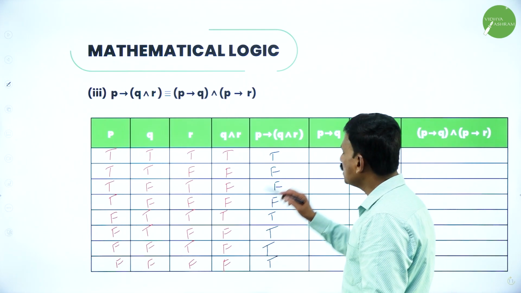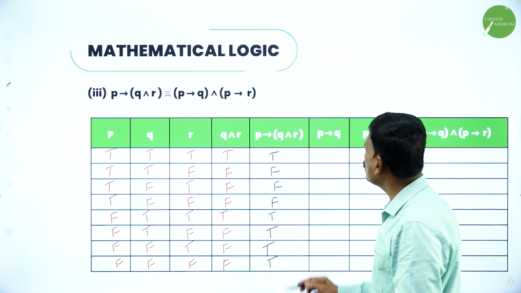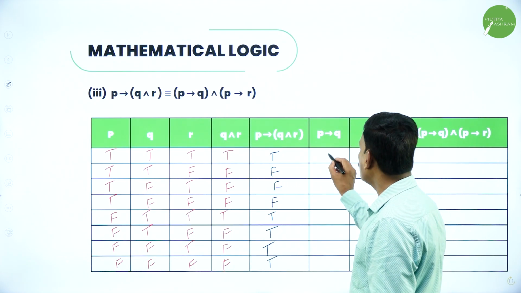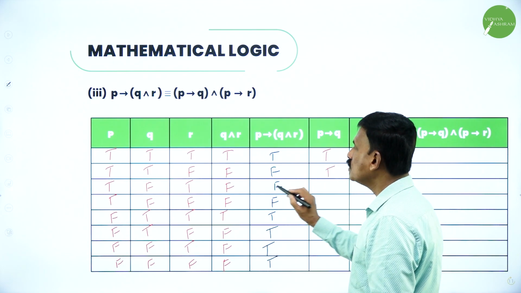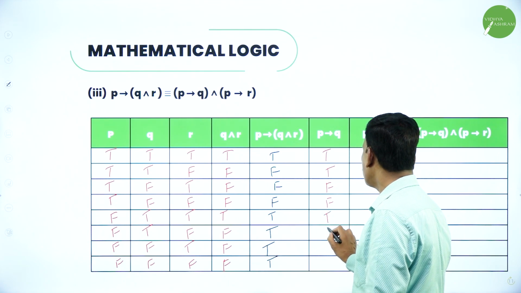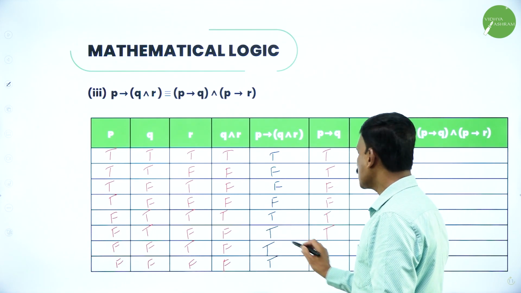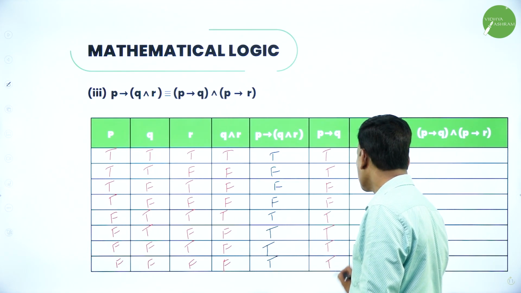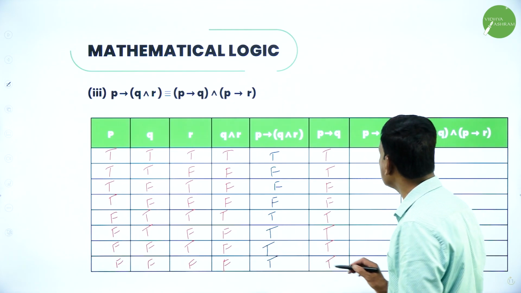Now, write down P conditional to Q. What is P conditional to Q? For P and Q conditional: true and true is true, true and true is true, true and false is false, true and false is false, false and true is true, false and true is true, false and false is true, false and false is true.